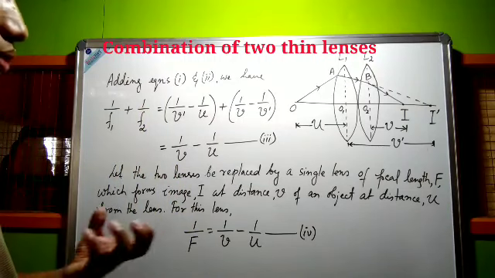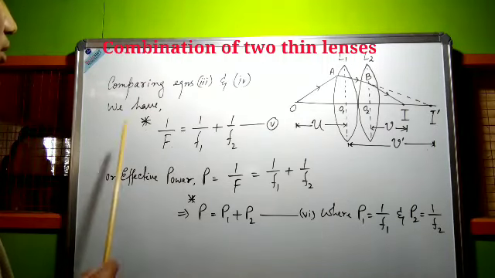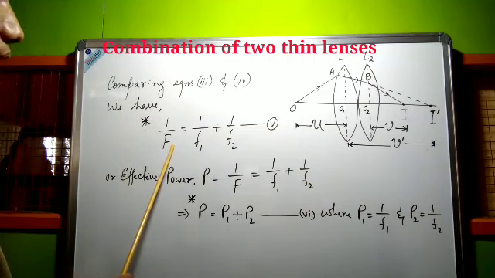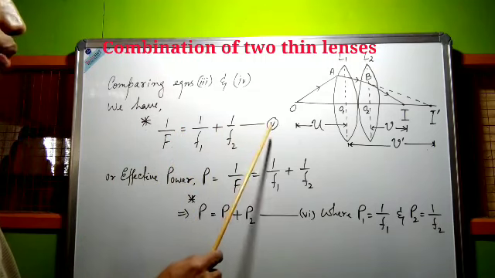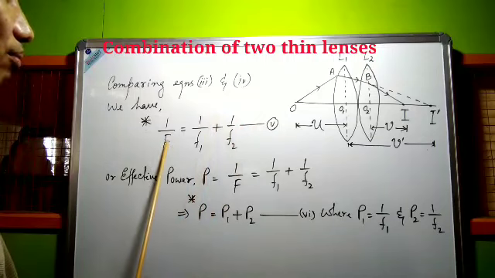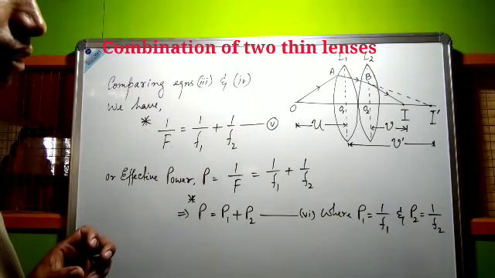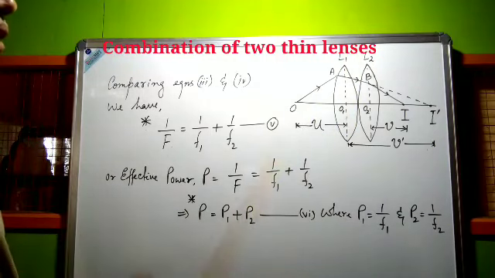So next we may write like this: comparing equations 3 and 4, we have 1 by capital F equal to 1 by f1 plus 1 by f2. Call this equation number 5. Here capital F represents the resultant or effective focal length of the combination of two lenses.